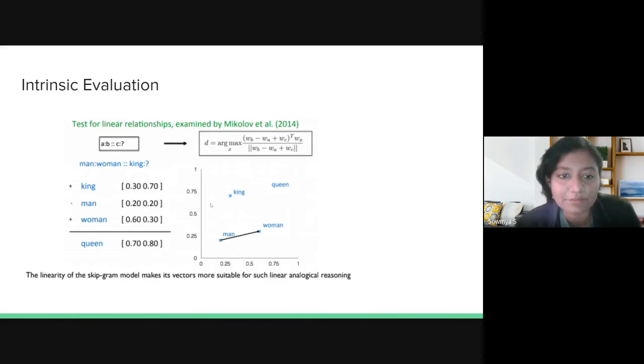And so yes, the distance between man and woman is more or less the same as the distance between king and queen. Because we modeled it this way, here it works, but we need to remember that in the forthcoming word vectors, the relation need not be linear, and then this test would fail.